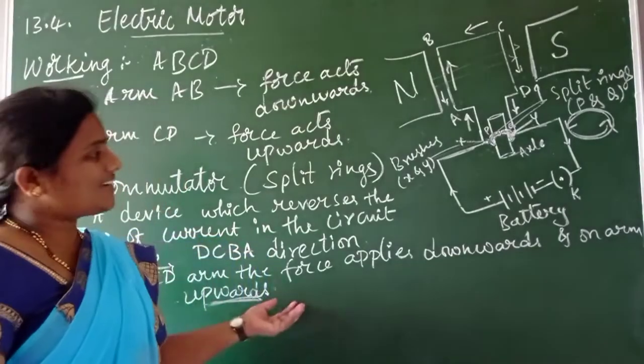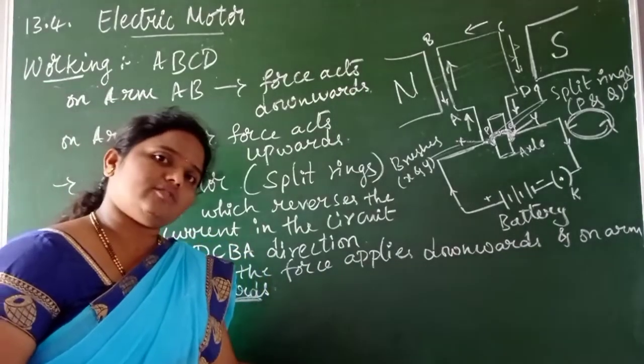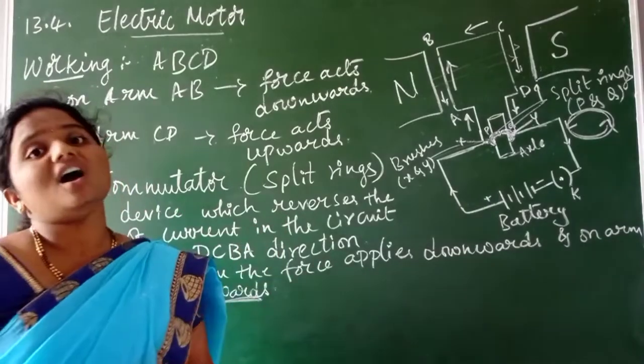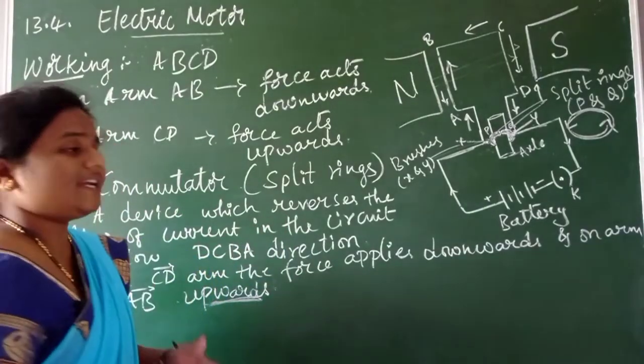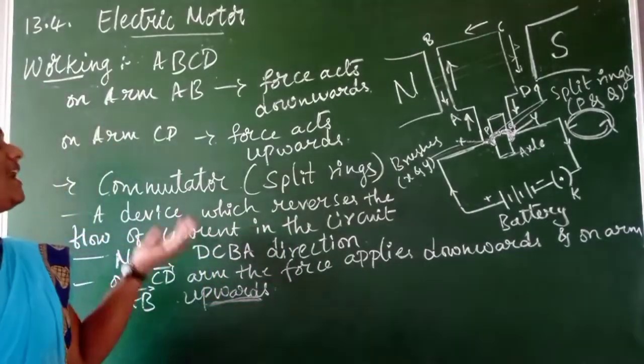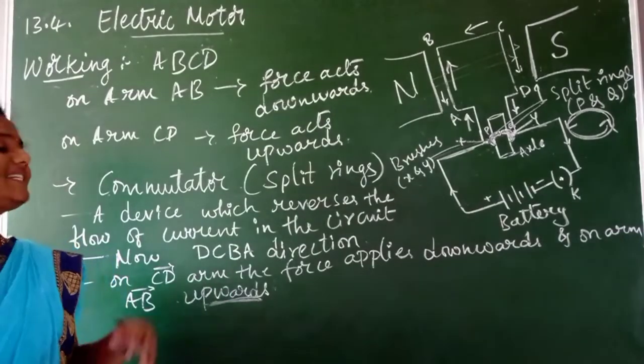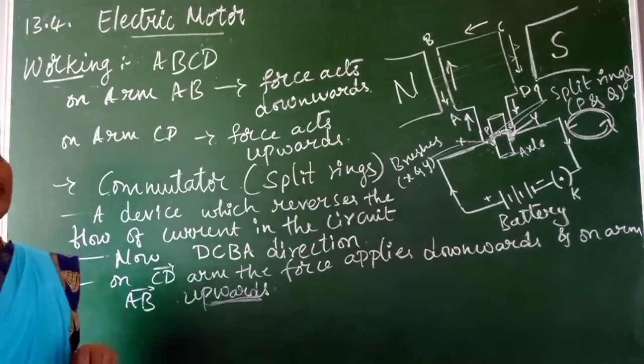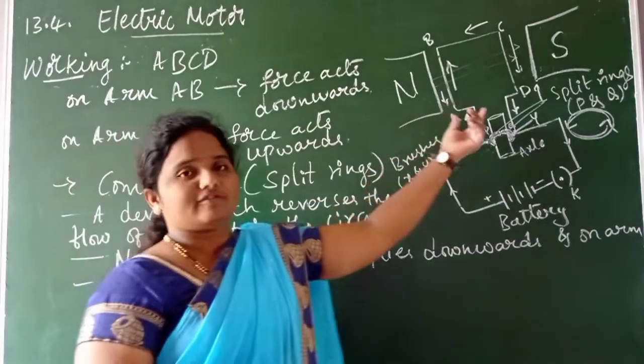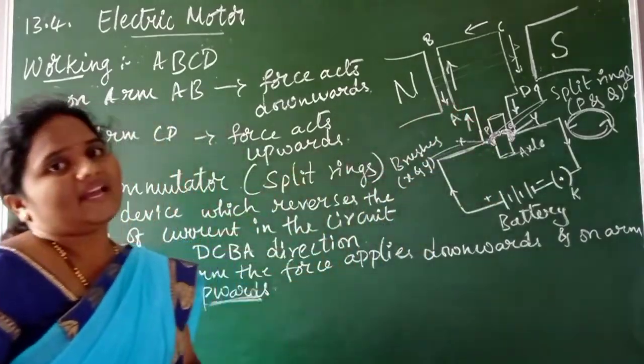Are the concepts clear, children? How an electric motor works, and its construction and working. So once again, let us revise the concept, children. An electric motor is a rotating device. It converts electrical energy into mechanical energy. This rotation of the coil is nothing but mechanical energy.